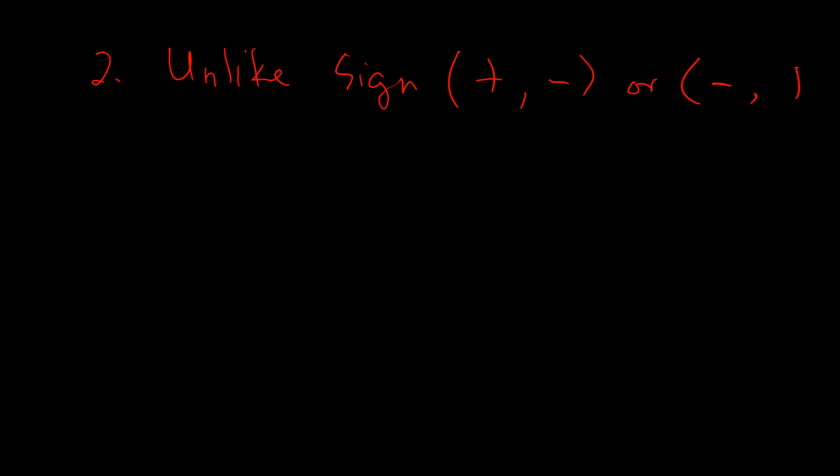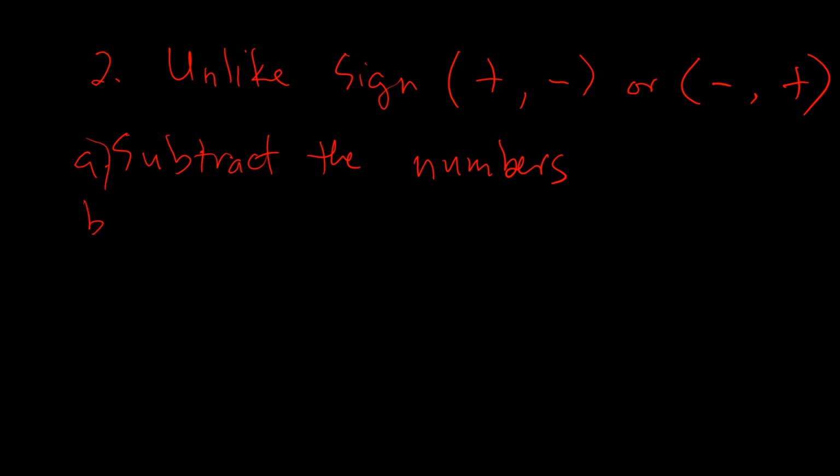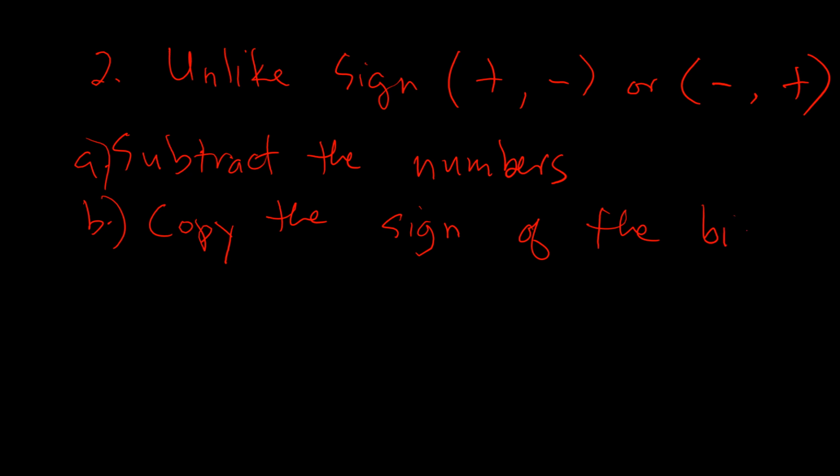Next situation is, we call this one unlike signs. Meaning, one could be positive and the other is negative, or it could be the first number is negative and the second number is positive. If that is the case, we are going to subtract the numbers. So that is the first thing that we are going to do. The next thing to do is we are going to copy the sign of the bigger number. Let's have some examples.